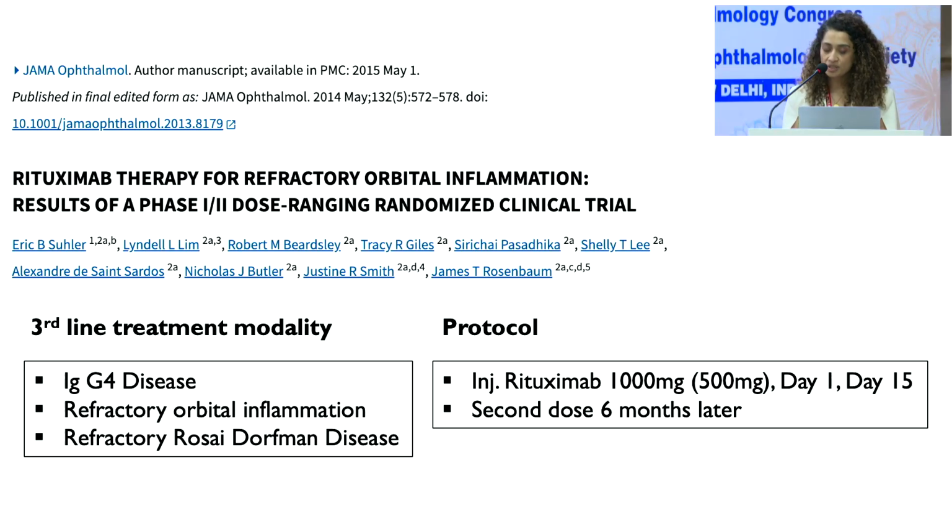Protocol is injection rituximab is given 1000 milligram. There has been a study where they compared the regular dose and a low dose of 500 milligram, where they have not found any significant difference in the outcome. So, a low dose rituximab can also be considered. It is in sessions, so it is A and B sessions. On day 1 you give, and then you call the patient either at day 14 after 2 weeks or 15, and then a second dose is given 6 months later, which is 24 weeks. So this is the protocol.